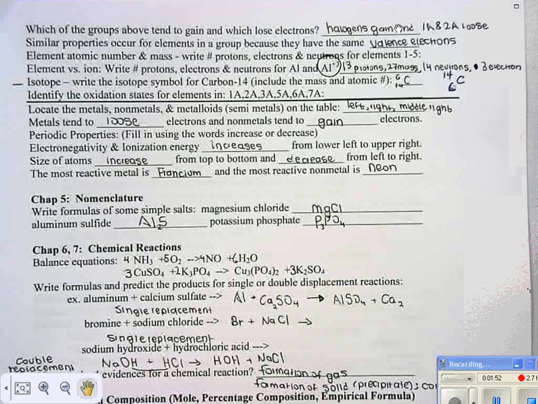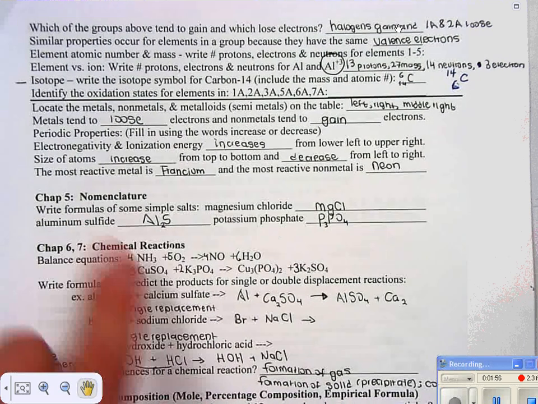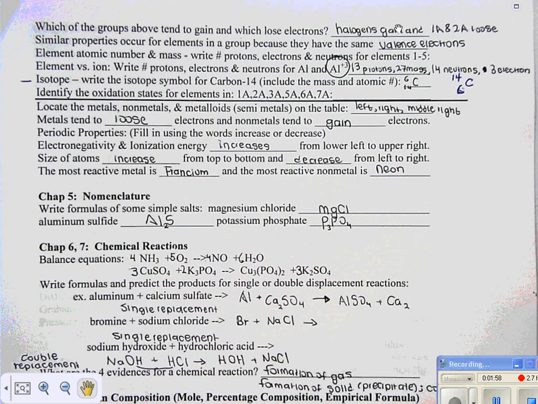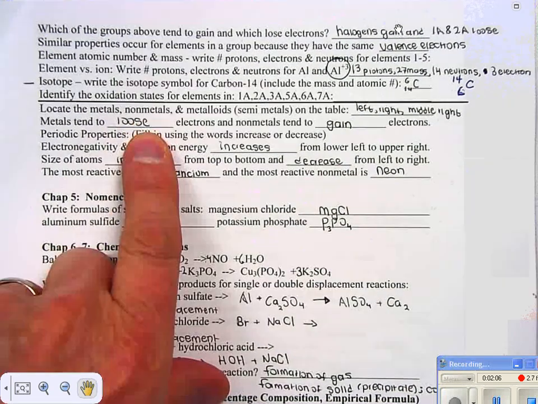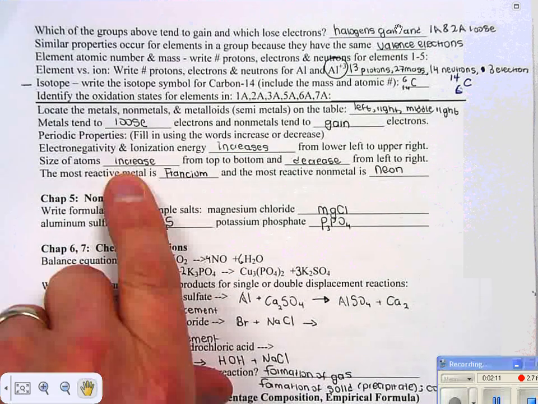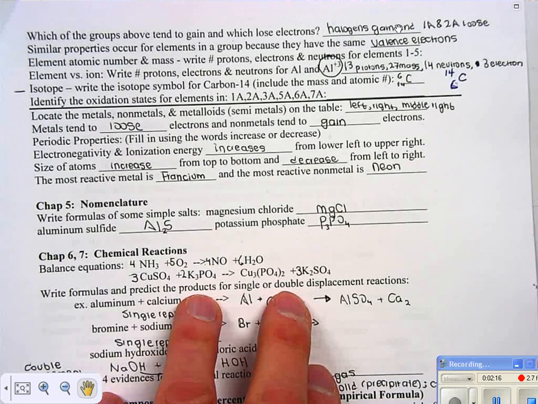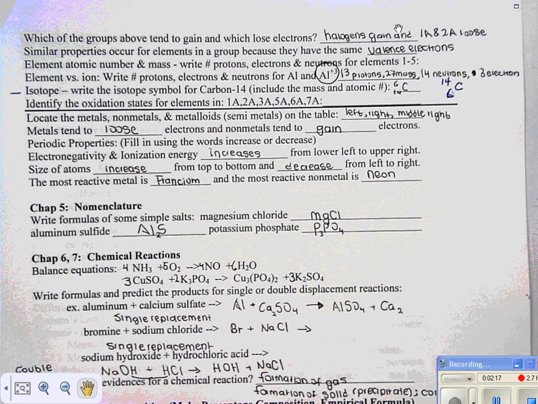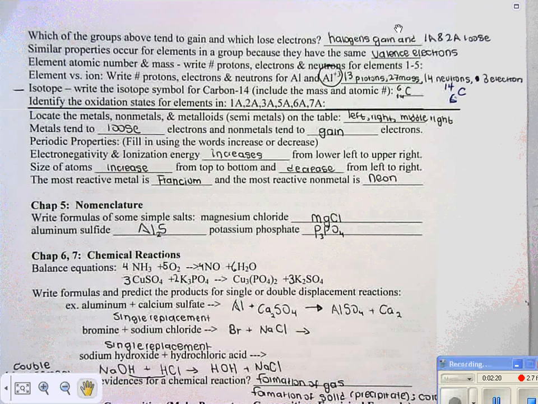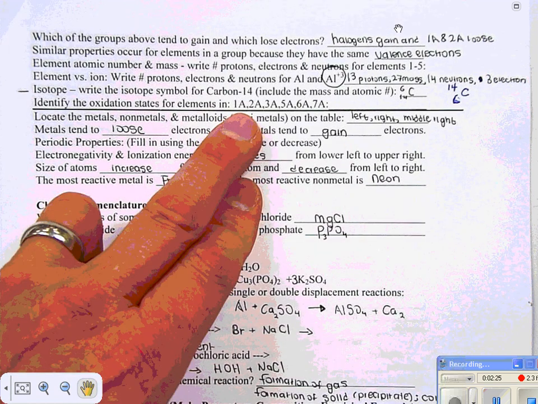Now, what was the other one you were interested in? The second one? This here? The oxidation states. Right under the isotope. What chapter is that in? Oh, okay. I had the table. In here? Come over. Identify the oxidation states for elements in 1A, 2A, 3A. Oh, okay. Identify the oxidation states of elements in 1A.